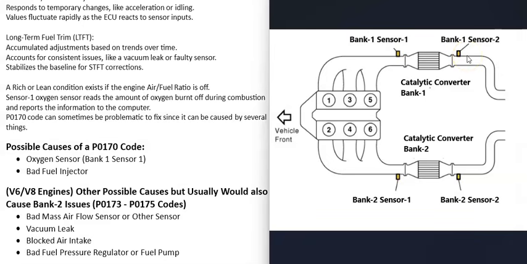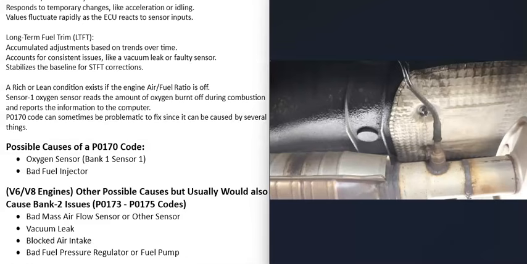the downstream O2 sensor. The main sensor to go and find and go and test is going to be this bank 1 sensor 1 O2 sensor, because that's the one that's reporting this information back to the computer. So the first thing that could cause this is a bad bank 1 sensor 1 O2 sensor.